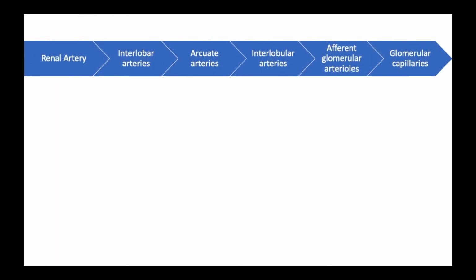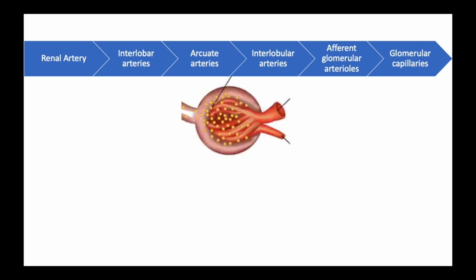So here's a little pictorial, again, of how this is working. So you've got the renal artery bringing oxygenated blood that branches into the interlobar arteries. The arcuate arteries then are branches off of the interlobar arteries. And then on a very smaller framework, the interlobular arteries are bringing blood up toward the glomerulus. And then it branches off further into the afferent glomerular arterioles. And then, of course, the glomerular capillaries. Say that 500 times fast.